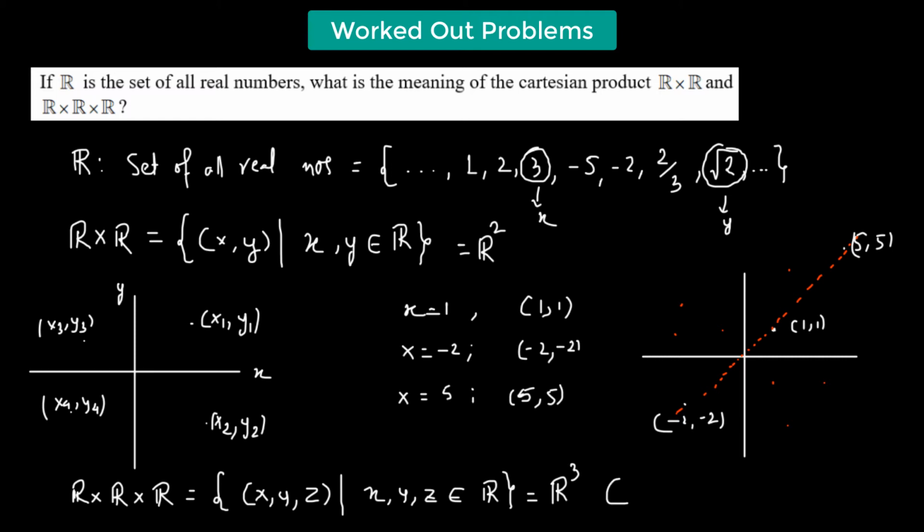So this represents points in space, and R squared represents points in a plane. So that's it. This is the Cartesian product of the real numbers with itself once, twice and thrice. Let's move on to the next question.